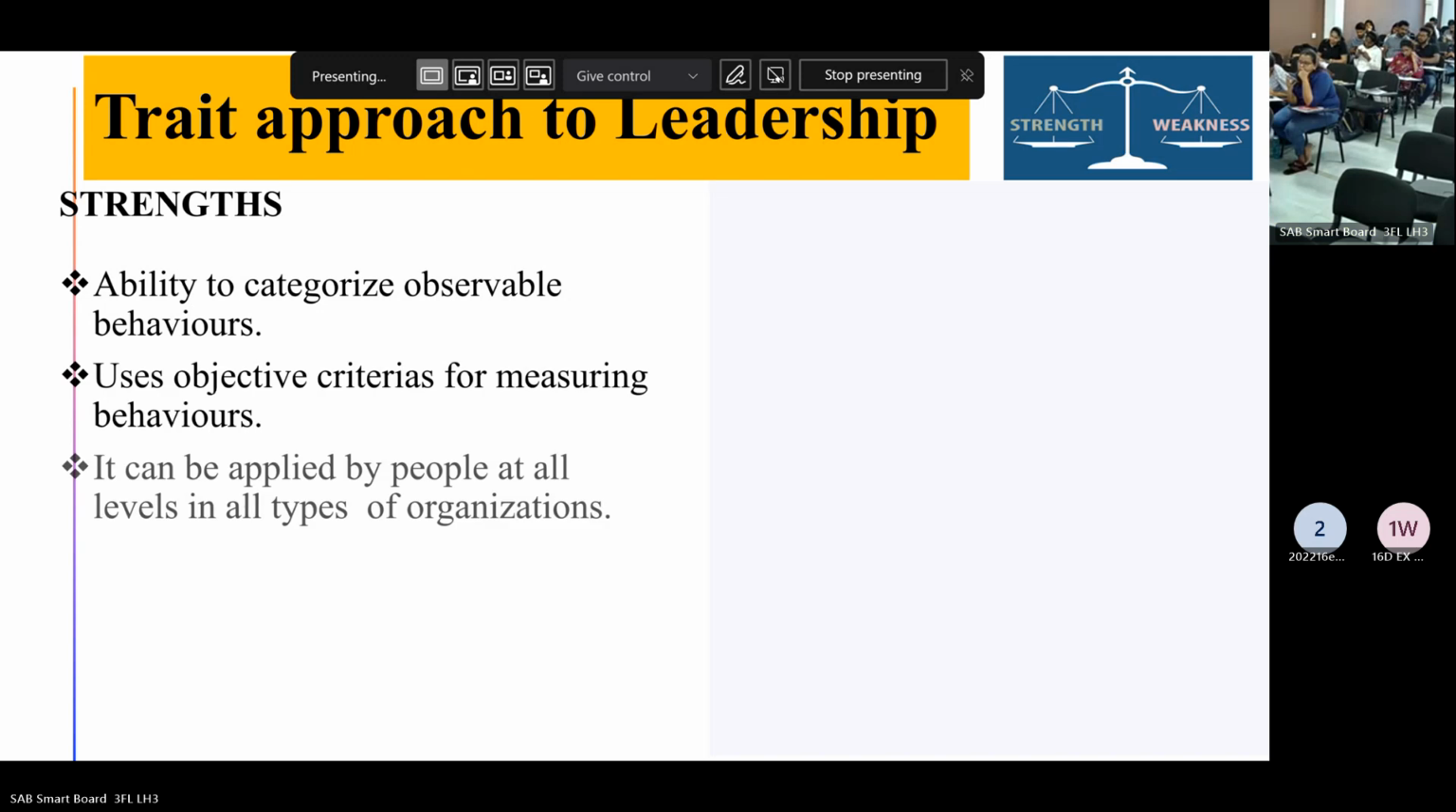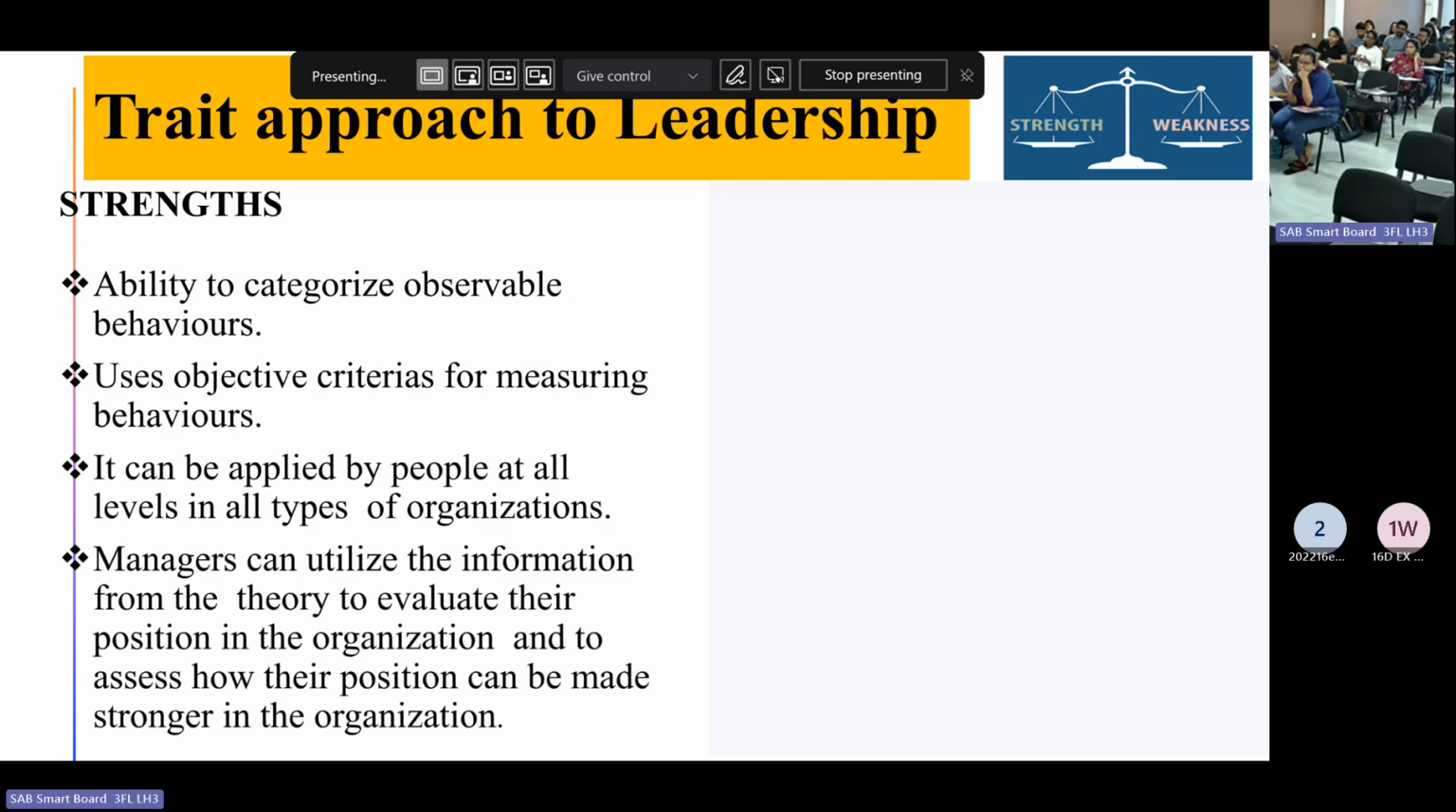What are the strengths? Categorize observed. It's observed, no? It's a high strength. So that is the strength of the theory. It uses objective criteria for measuring behavior. Okay. It can apply to people at all levels. When you are recruiting, a smile is important for a receptionist, make a note. So that is when you are using this theory as a screening for recruitment. This theory is used in HR for screening applications. Why? Because there is a link to each job. So that's the theory application.